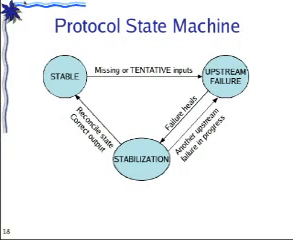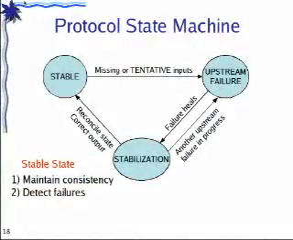So we implement this protocol by having each one of the replicas, each node, implement the following 3-state state machine. In stable state, we only maintain consistency and detect failures. When a failure occurs on an input stream, a node goes into upstream failure state. When the failure heals, the node will go into the stabilization state, where it's going to reconcile its state and correct its output. So let me now talk to each one of those states in turn.